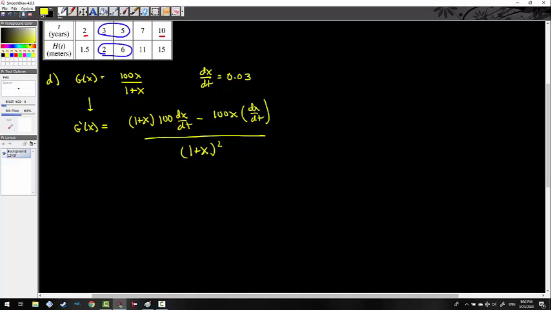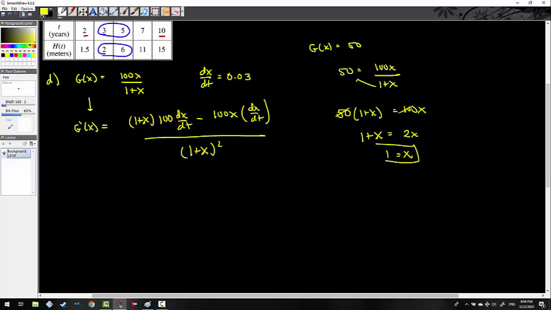The problem is I don't know what x is. However, it is saying that when the tree is 50 meters tall. So what they're saying is they know that g of x at some point will equal 50. So I just got to solve for x when that's true. So that's going to be 100x over 1 plus x. Kick him over, so 50 times 1 plus x equals 100x. Kick off those two, 1 plus x is equal to, looks like 2x. So x equals 1.